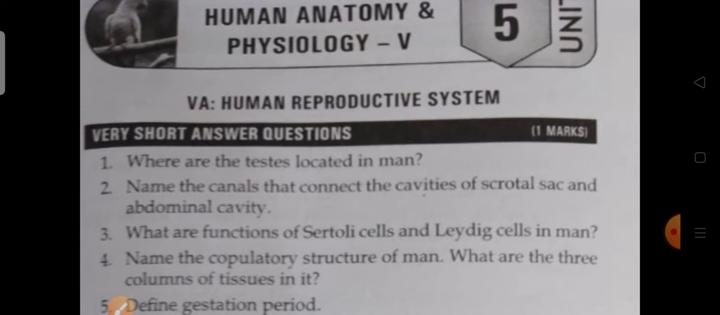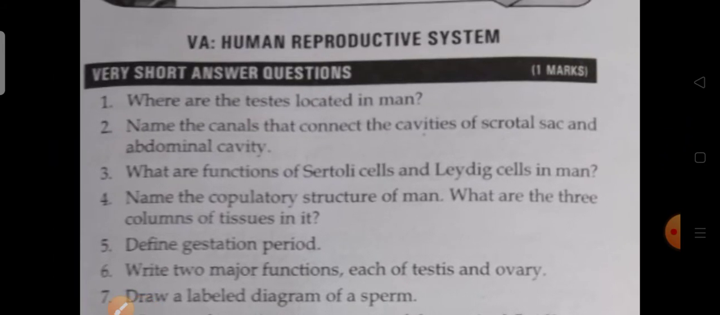Today I am going to give you some of the important questions with answers in the subject of zoology for the bridge course second year students under unit 5. Already I have finished the syllabus of unit 1, unit 2, unit 3, unit 4 also. Now I am going to give the important questions with answers in unit 5.